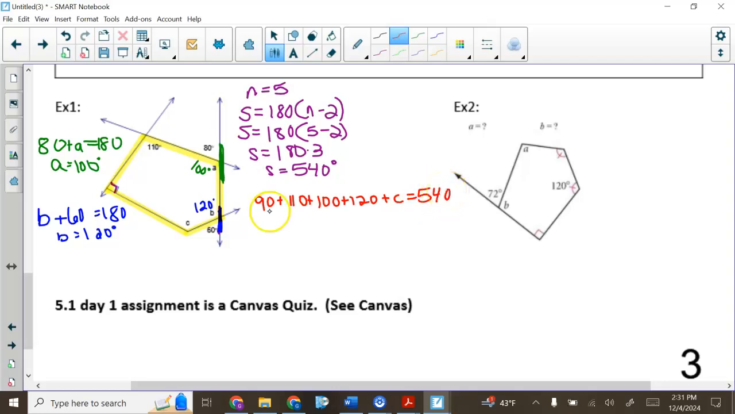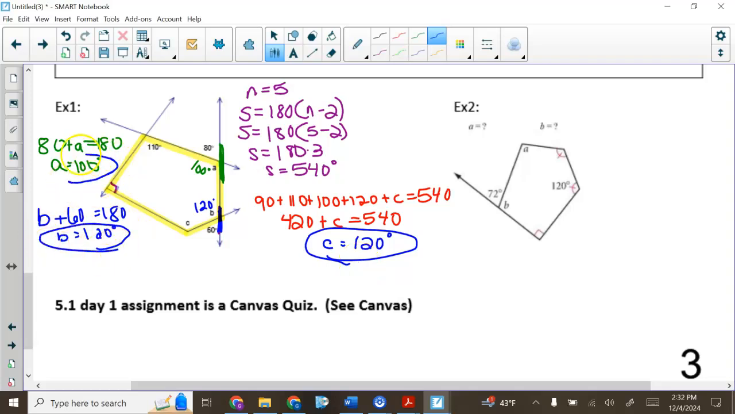So add up the ones you already know. 200, 300, 420 degrees plus C should equal 540 degrees. So now I can subtract the 420 and get 120. So this shows that C is 120. B was 120 and A was 100 degrees.